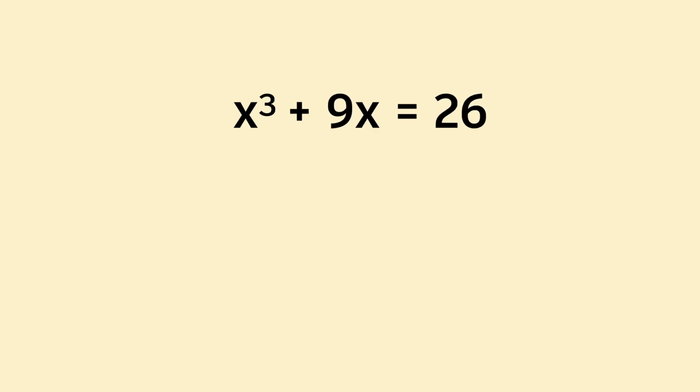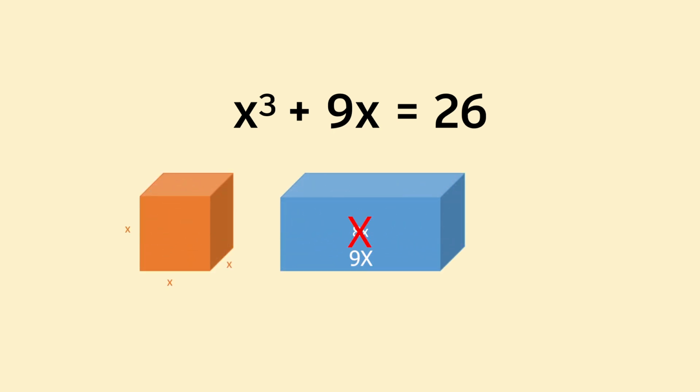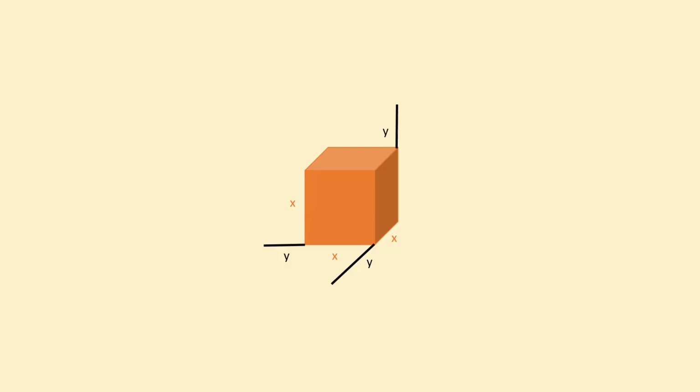Imagine the formula x cubed plus 9x equals 26. The cube is, well, a cube of all sides x, plus a volume of area 9x. Imagine if you extend the sides of the cube a distance y, creating a new larger cube of sides z, making z equal x plus y.